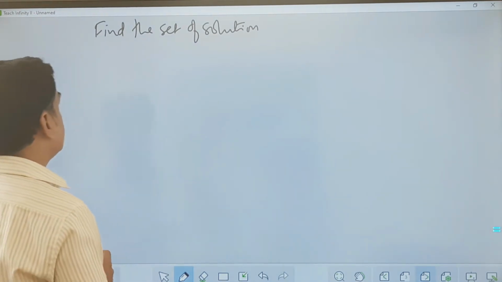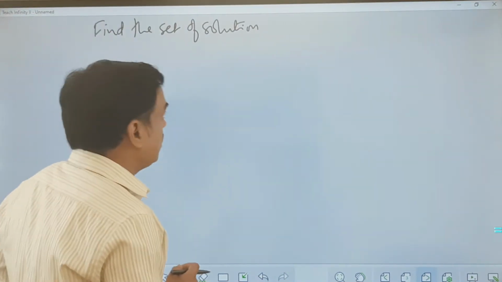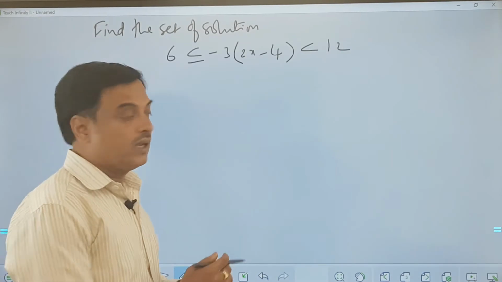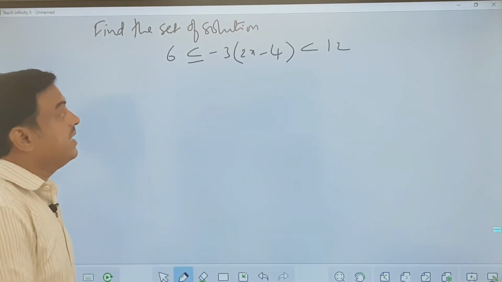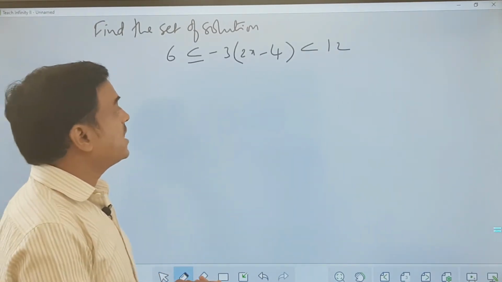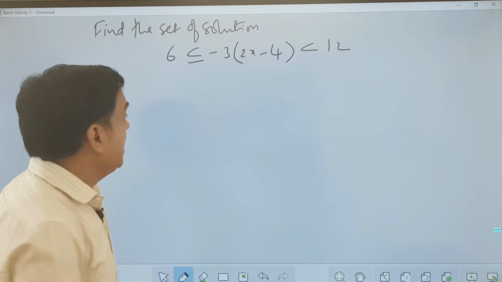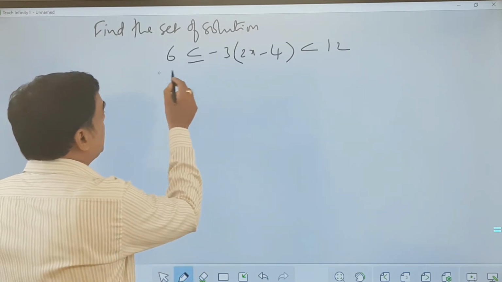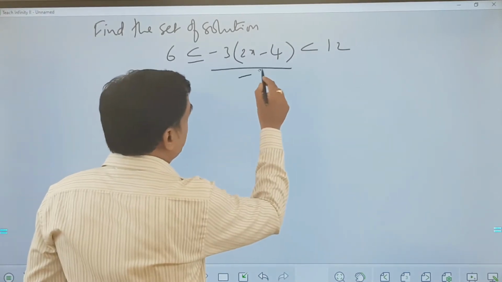Solve the inequality here, and the question is 6 less than or equal to minus 3 times 2x minus 4, less than 12. Now I should remove this minus 3, so divide by minus 3 is what I should do.